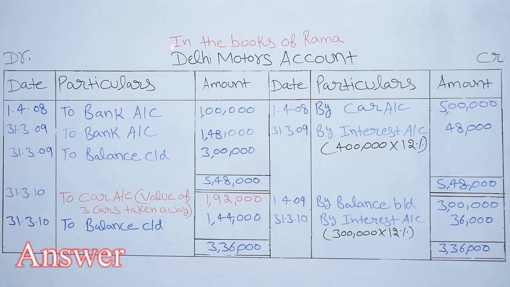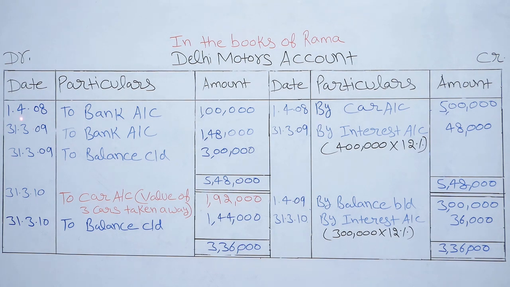Let's understand the answer. In the books of Rama, the hire purchaser, Delhi Motors account. Debit, credit, date, particulars, amount, date, particulars, amount. On 1st April 2008, Rama Limited purchased 5 cars from Delhi Motors of 1 lakh each. 1 lakh into 5 is equal to 5 lakh. So what will be the entry? Entry will be car account debit to Delhi Motors. If we do ledger posting of Delhi Motors, then we write by car.